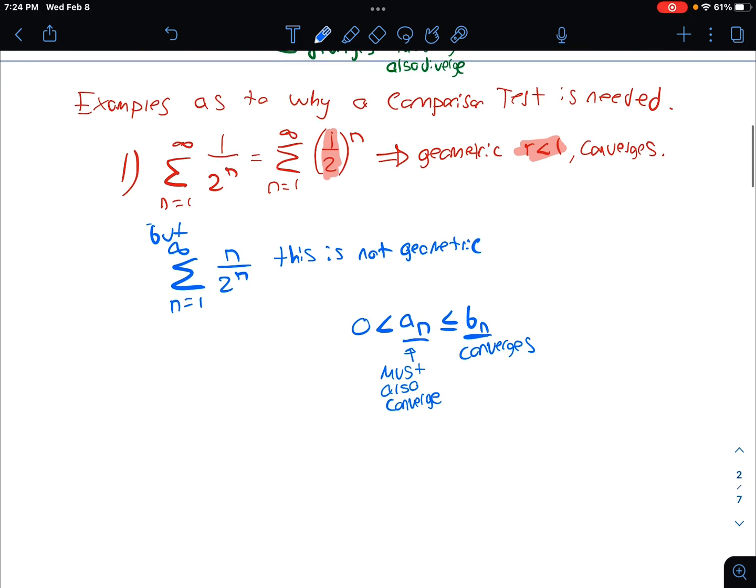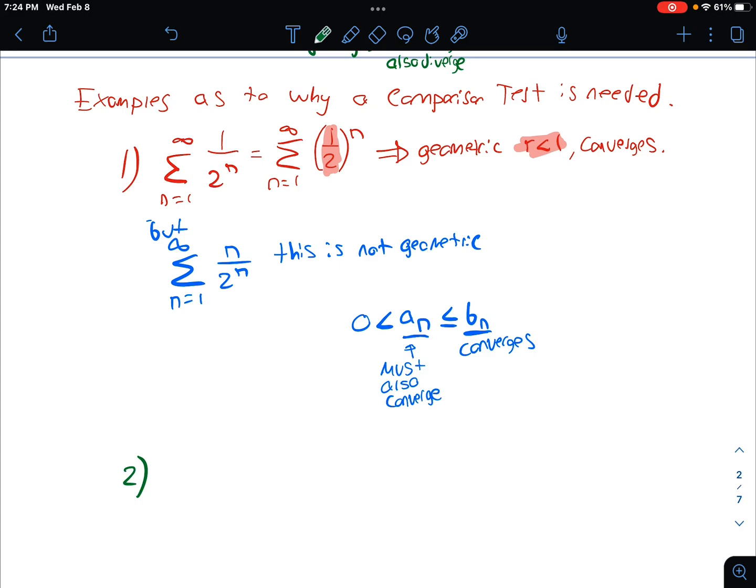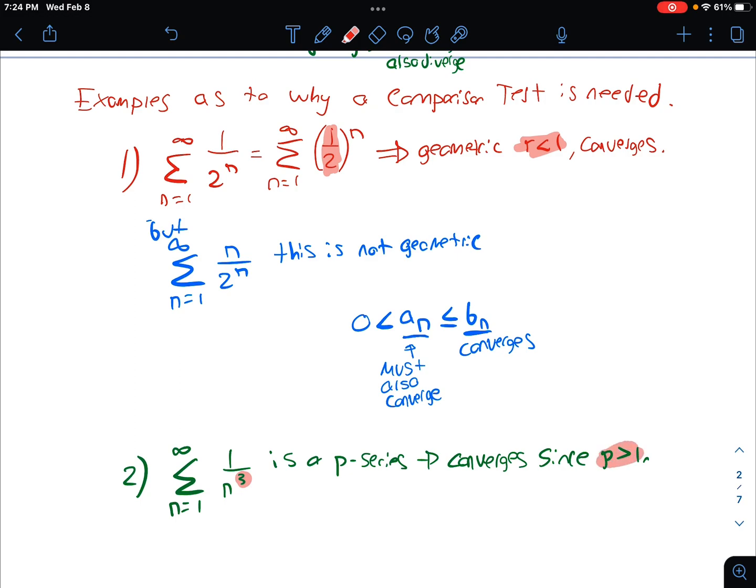And that's one of those examples. Okay? We'll go a little bit more into depth when we do a few problems. Here's another one. If I have the sum from n equals 1 to infinity of 1 over n to the power of 3, we know this is a p-series. And it converges since p is greater than 1. And we get that from this portion right here. We know p is greater than 1.